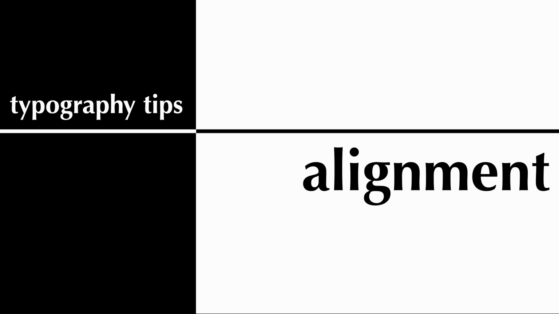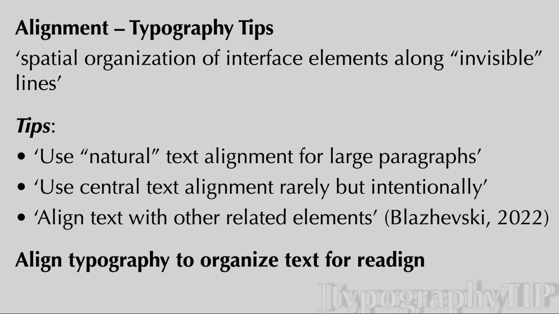Finally, for this video, alignment. That's a spatial organization of interface elements along invisible lines. So as you see just on this video, there's a left alignment, so there's an invisible line all the way from the top where it says alignment to the next line, spatial organization, to tips, to the bullet points, and to the final text at the end, the summary text.